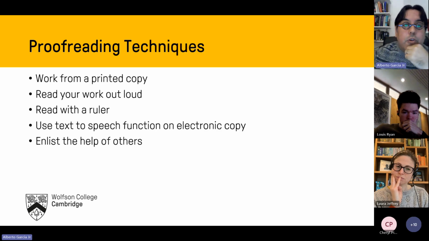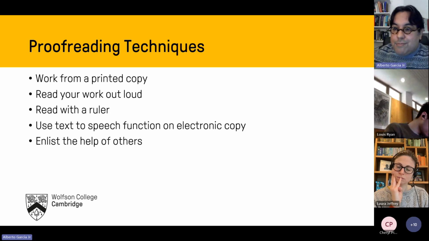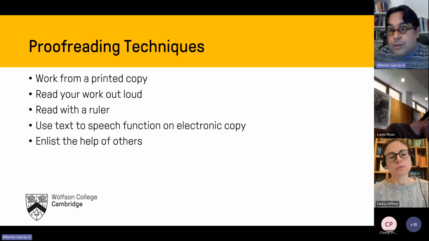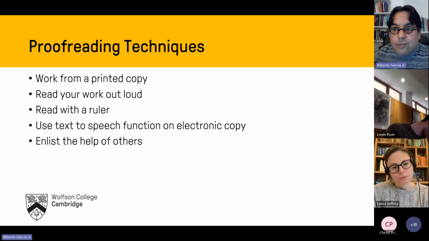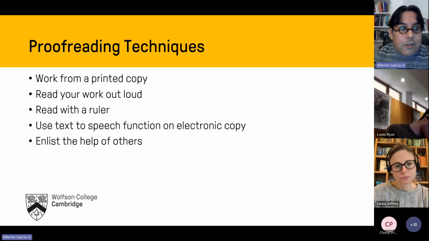So I've given you a very short list of some proofreading techniques that you could use for yourself. So work from a printed copy. This can be really good because it helps with our comprehension. It allows us to interact with our reading on a more tactile level.